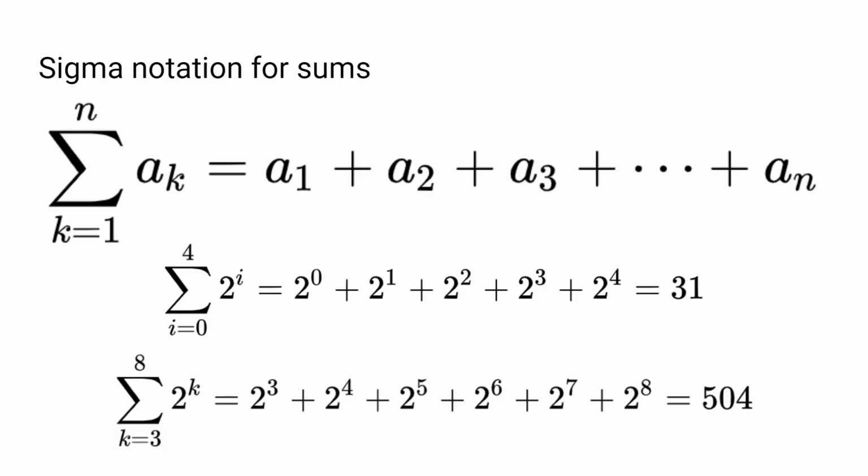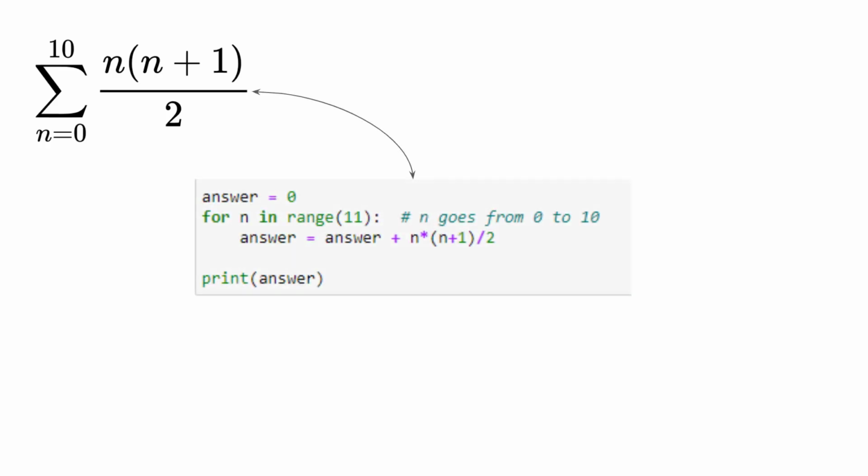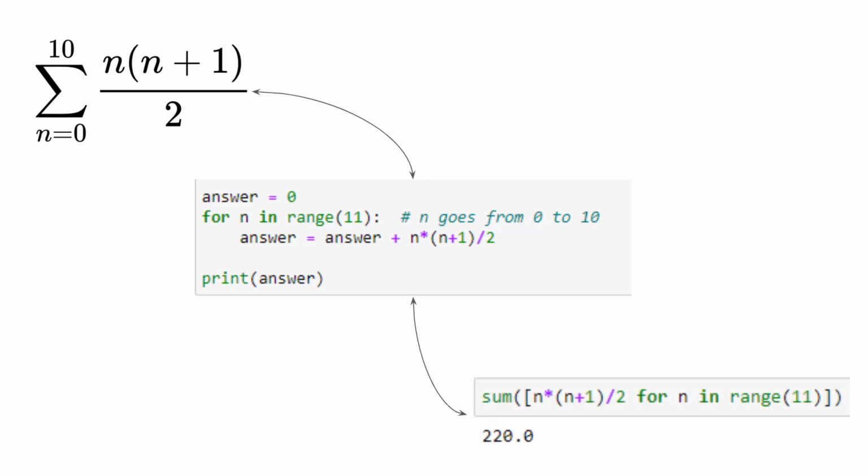In fact, sigma notation is really just a mathematical way of writing a for loop with an accumulating variable that we change by adding. For example, this sigma notation adds up the expression n times n plus 1 over 2 from n equals 0 to 10. Here's the corresponding for loop in Python that does the same thing. And you can also do this with a list comprehension by generating a list of the terms in the sequence and then using the sum command to add them up.